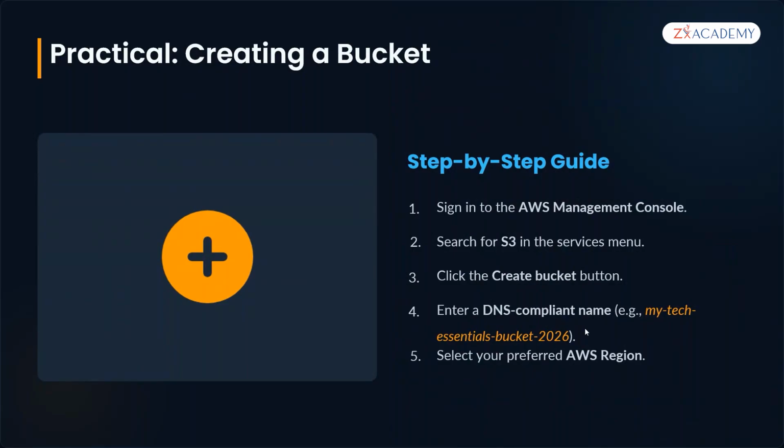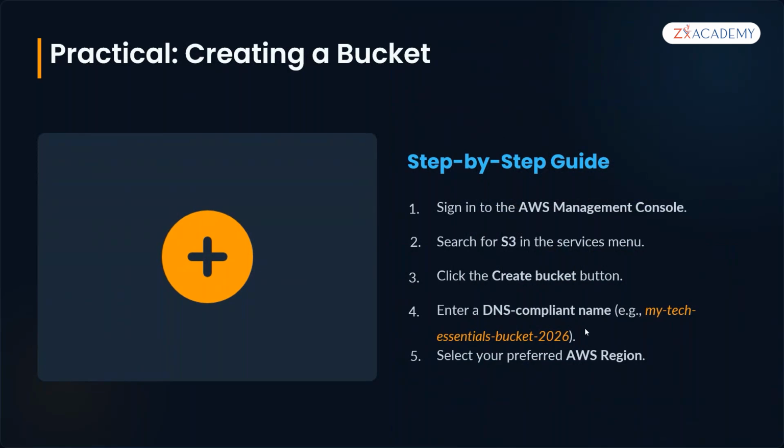So selecting your preferred AWS region. As AWS S3 buckets are regional, you need to select whatever region where you want to deploy your bucket. Now, by default, AWS will never move your data across regions. So it will replicate it within the region.